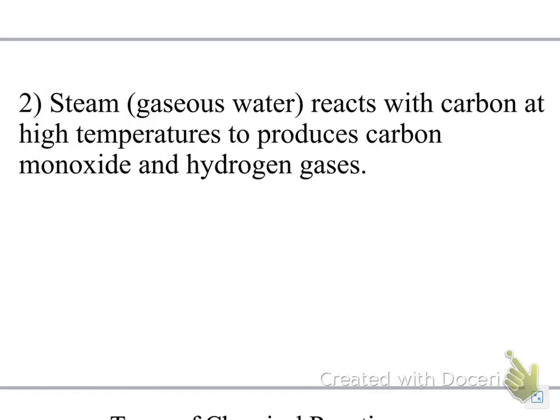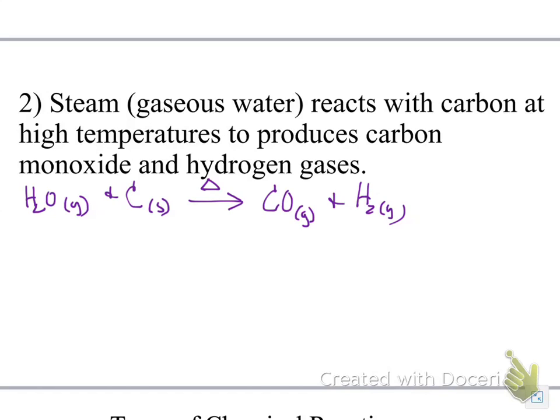All right, number 2 says steam, which of course is gaseous water, reacts with carbon at high temperatures to produce carbon monoxide and hydrogen gases. So I have water in the gaseous state plus carbon in the solid state, and they are going to react at high temperatures. So I put the heat symbol over the arrow to produce carbon monoxide gas and hydrogen gas. And remember, hydrogen is diatomic, so we have to show it as H2. If I inspect this, I see that it is balanced already. Okay, so we're going to stop right there.